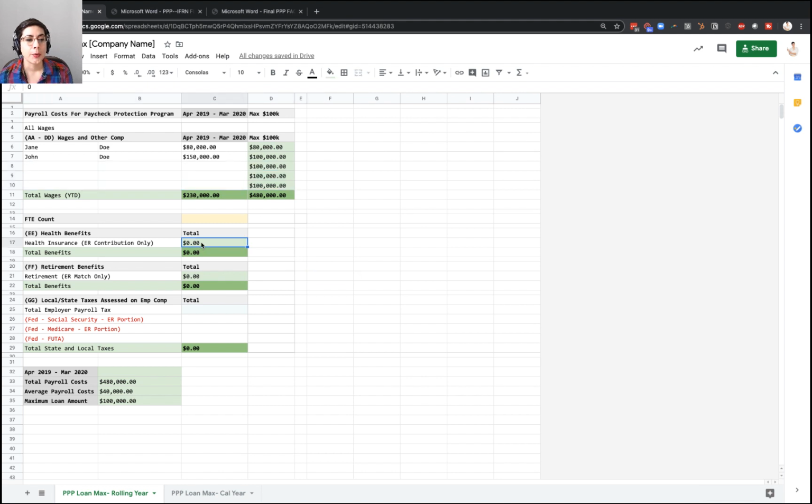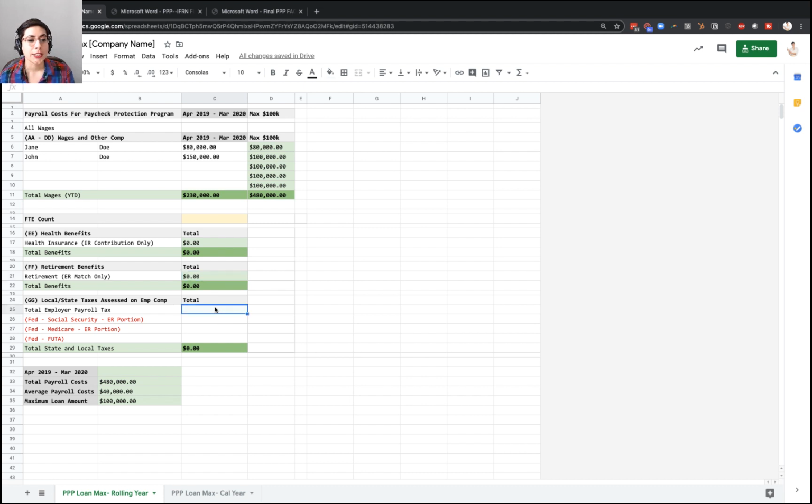And then for employer contributions for health insurance, you'll just plug that information here. I only have one line here, but you should include things like health, dental, vision. And this again needs to be something that you can prove, and it's the employer side only. And then retirement benefits as well. This is going to be the employer portion. And you will only include things like SIMPLE IRA, 401k, SEP, etc. Not the employee portion of the retirement.